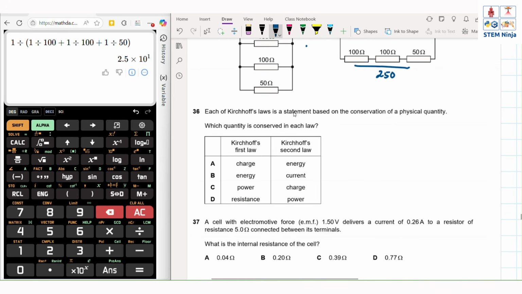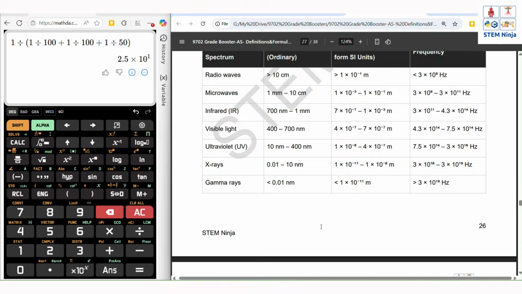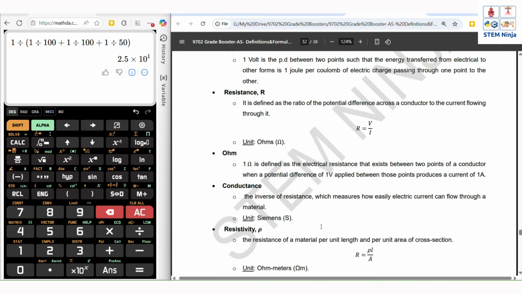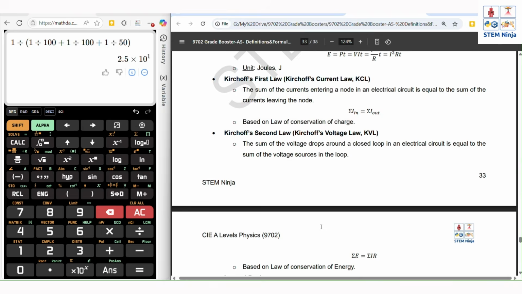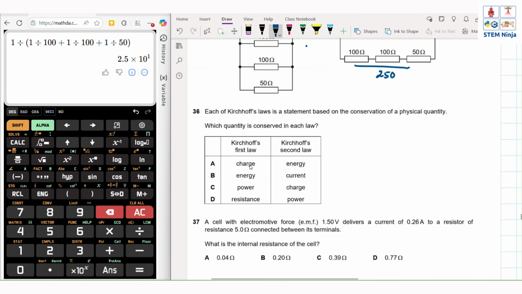Each of the Kirchhoff's laws is a statement based on conservation of a physical quantity. Okay, let's see. This is easy because, as you can see, the first law is based on conservation of charge and the second law is based on conservation of energy. So straight away, conservation of charge and energy. That's it.